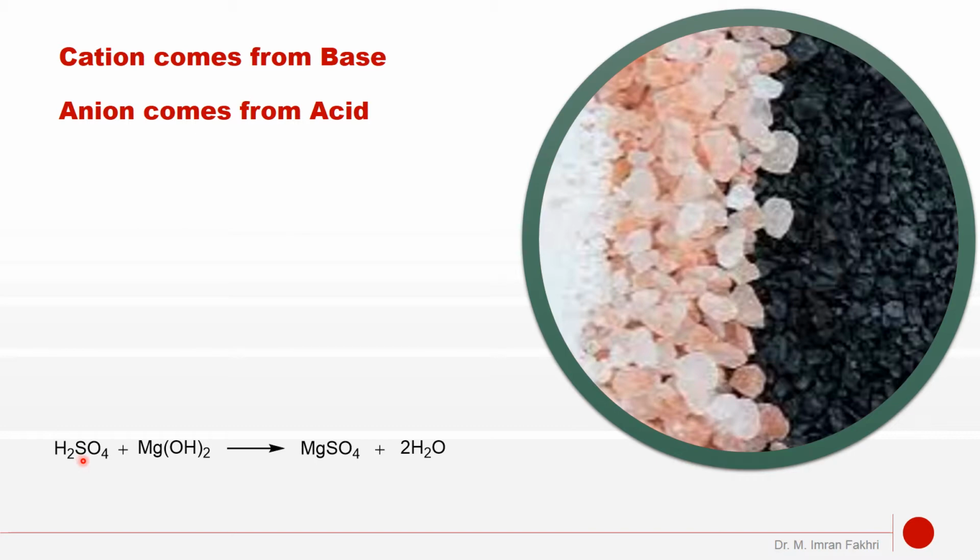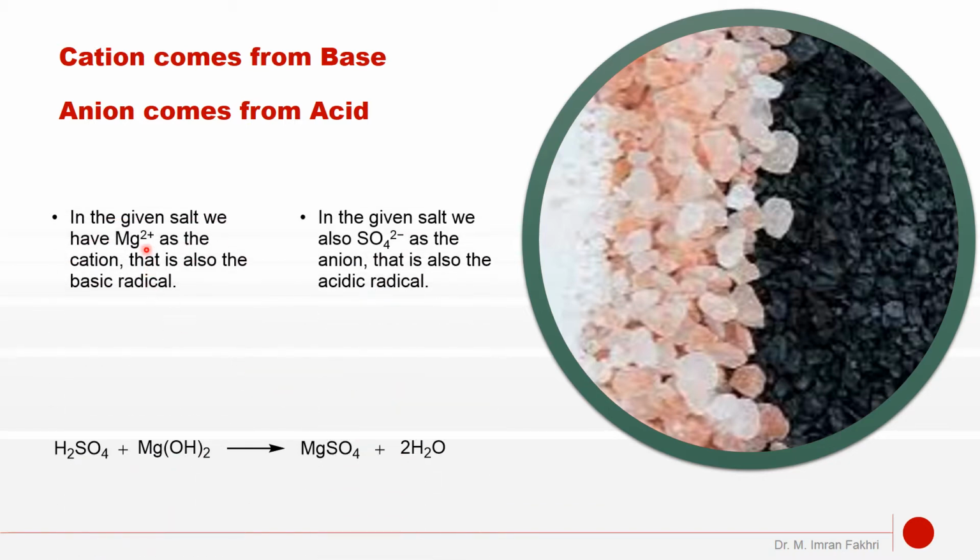In sulfuric acid, when it reacts with magnesium hydroxide, it will give us magnesium sulfate and water. In magnesium sulfate, the magnesium ion comes from the base, from magnesium hydroxide. That's why it is called basic radical. And in magnesium sulfate, the sulfate ion comes from the acid. That's why the sulfate ion, which is the anion, is also called acidic radical.